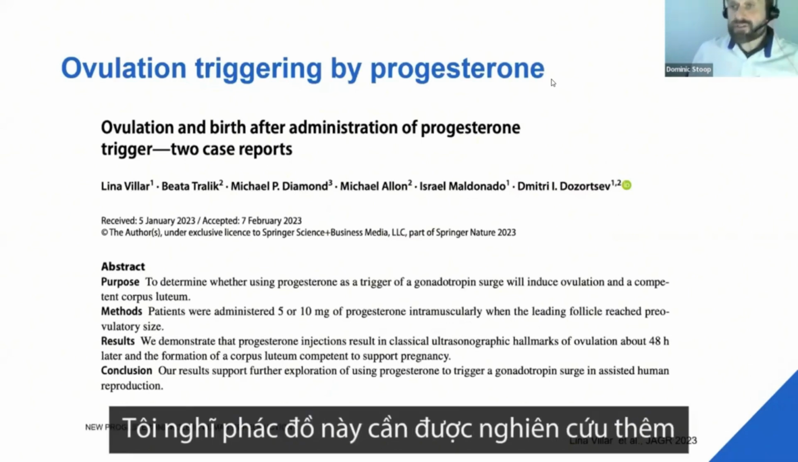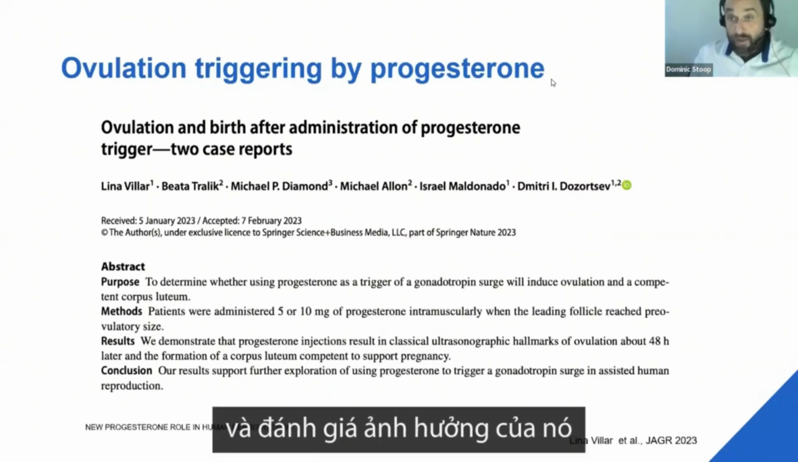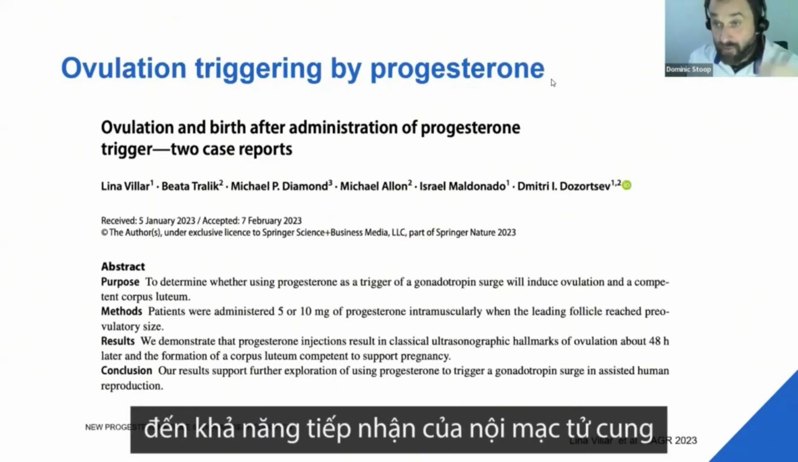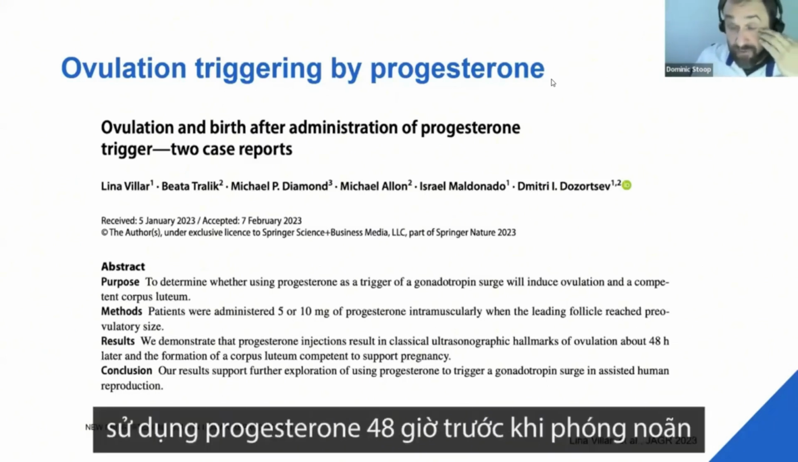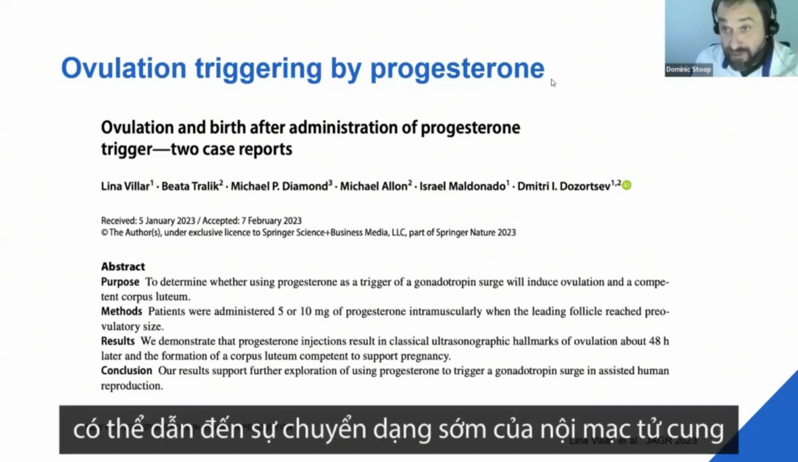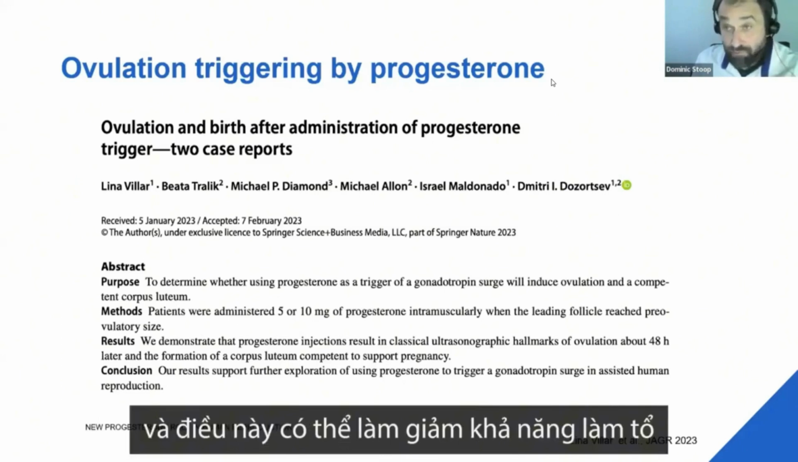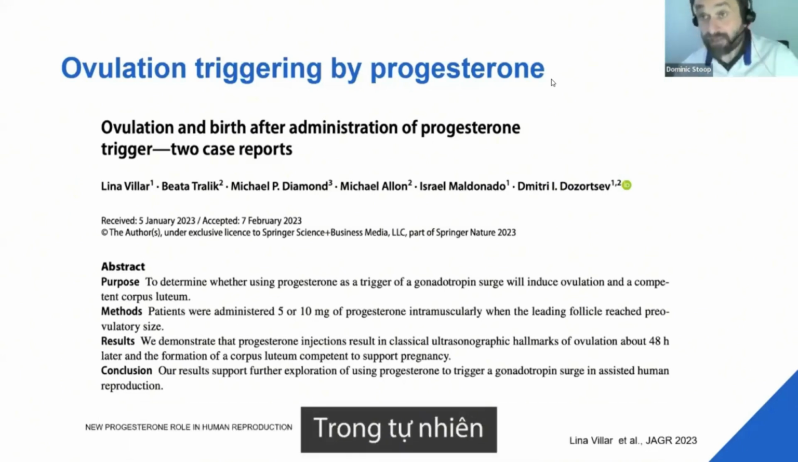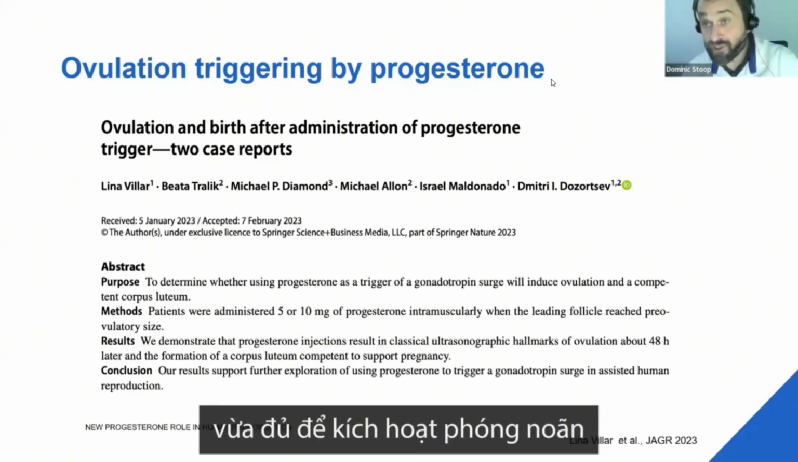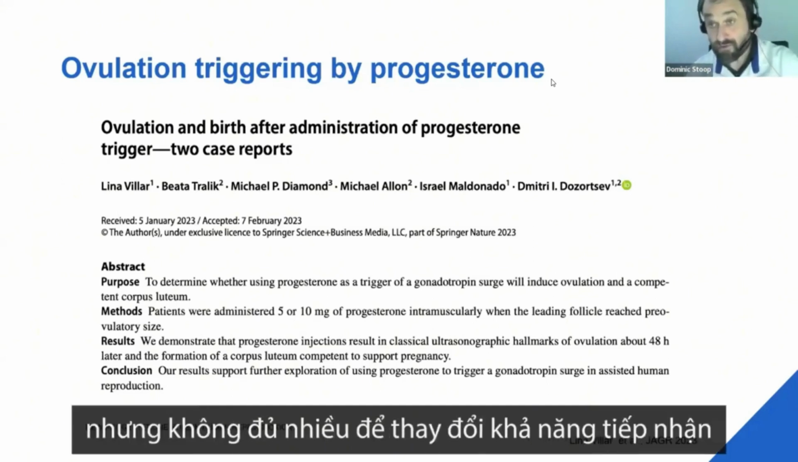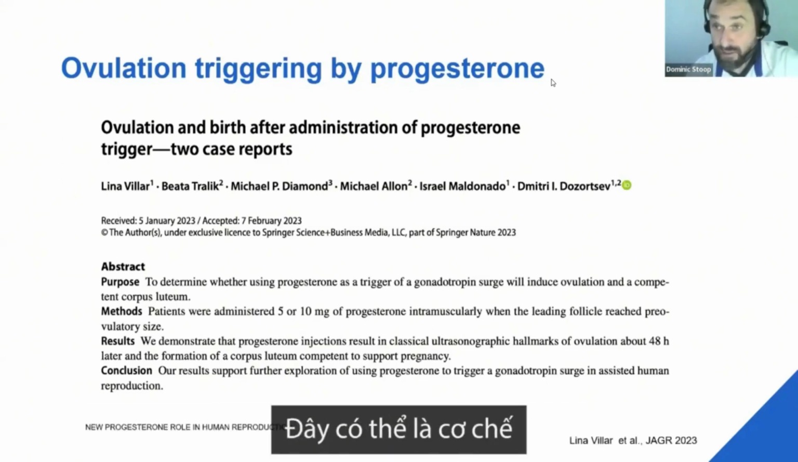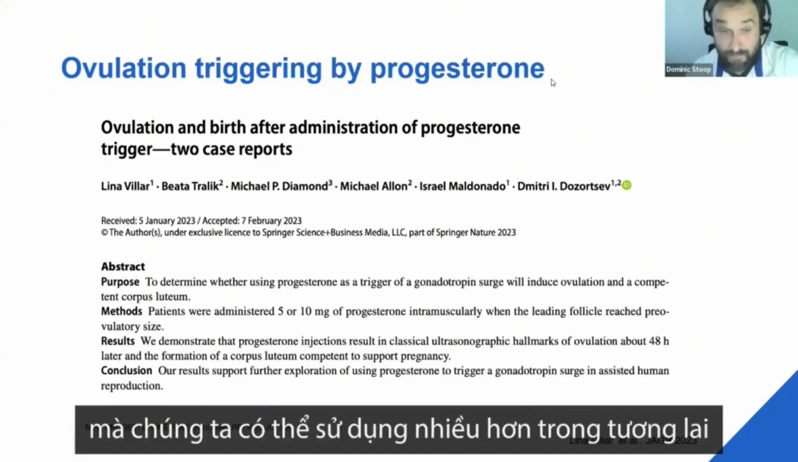So I think this, of course, needs to be further explored, to see what this does to the endometrial receptivity, because, of course, if you give the progesterone 48 hours before ovulation, you have this premature secretory transformation that could, of course, lower implantation. But potentially, as in nature, if it's done in a very small amount, just enough to trigger ovulation, but not enough to change the receptivity, it could be something that we may be using more in the clinic in the future.